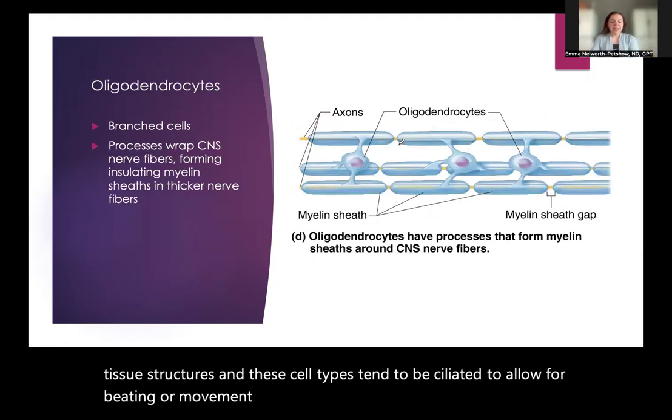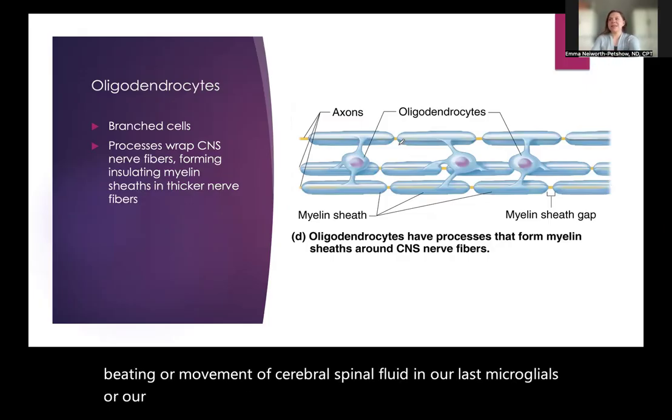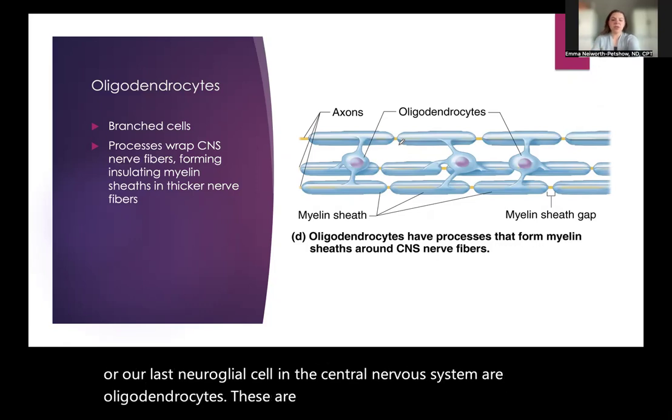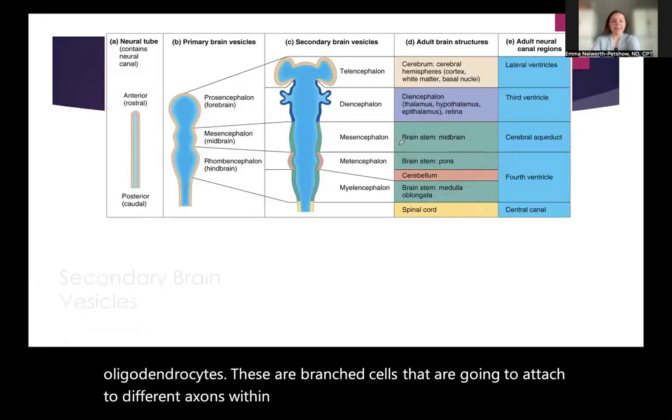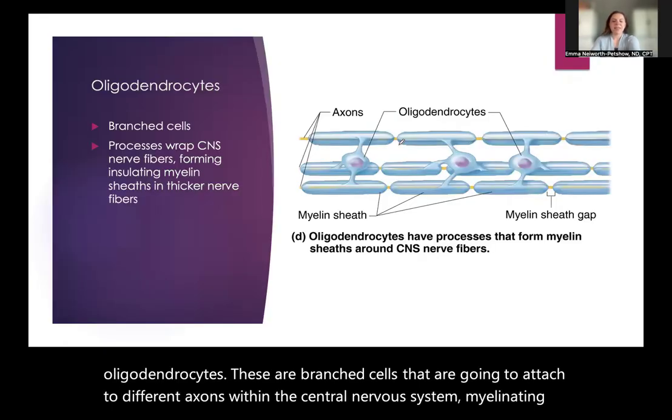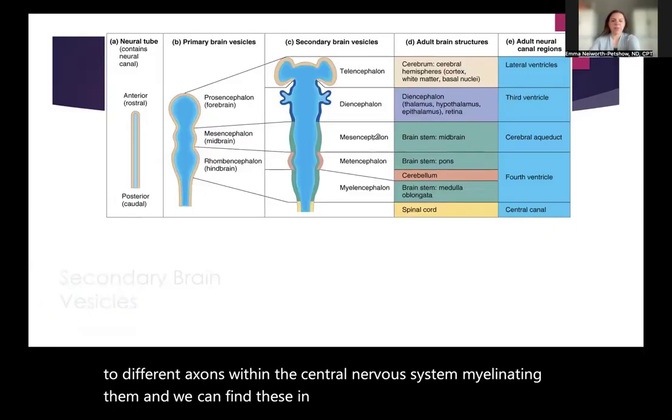And our last neuroglial cell in the central nervous system are oligodendrocytes. These are branched cells that are going to attach to different axons within the central nervous system, myelinating them. And we can find these in thicker nerve fibers.